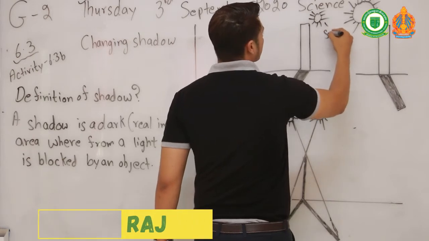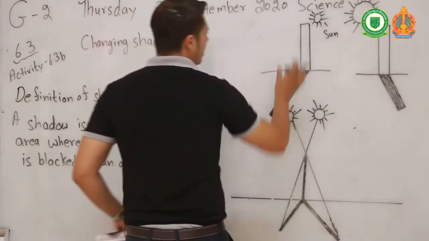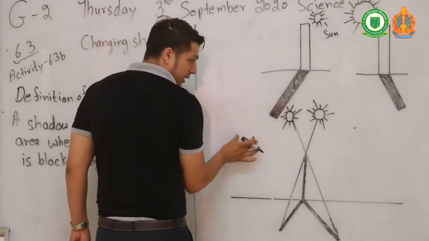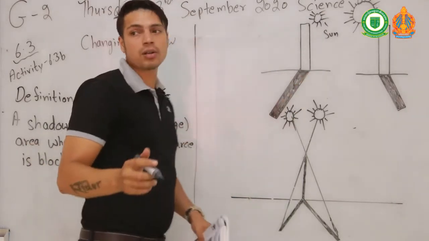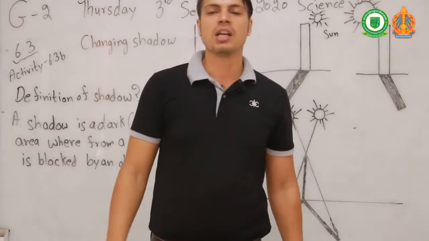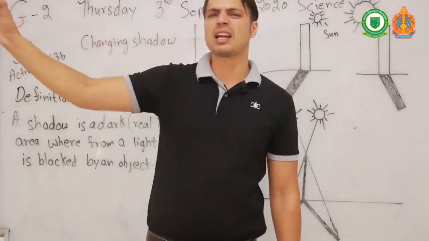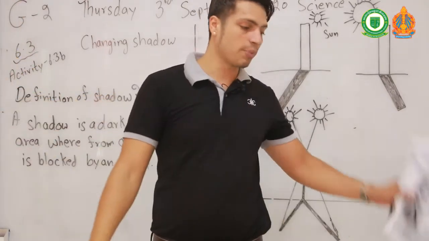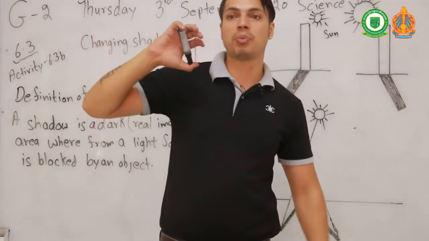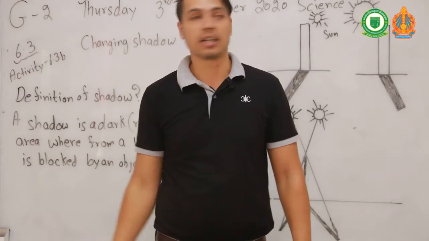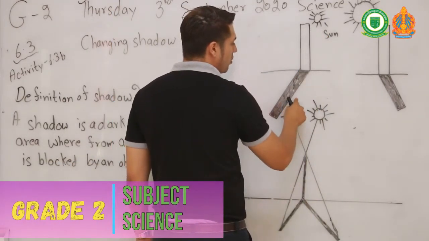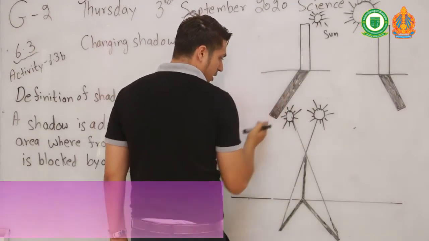So this is the sun. Now you can say the sun is on this side, and the shadow is formed on this side. So the shadow is always formed on the opposite side of the light source. If the light source is on this side, like the sun or a light bulb, your shadow will be formed on this side. If the light source is on this side, the shadow will be formed on this side. As you can see here, the sun is here, so the shadow is formed on this side.